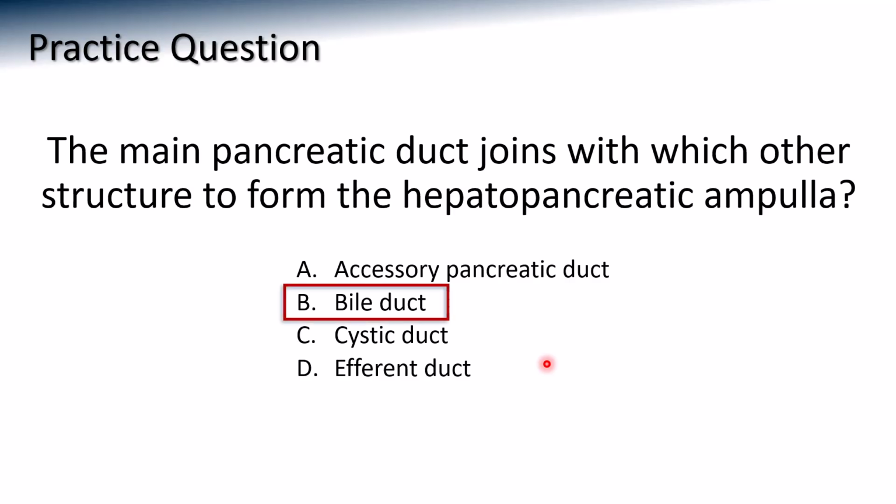And the correct answer is B, the bile duct. So again, that hepato portion is from the liver. The liver makes bile. The bile travels through the bile duct. The bile duct joins the main pancreatic duct, and that forms the hepatopancreatic ampulla, which will then open up into the duodenum through the major duodenal papilla.